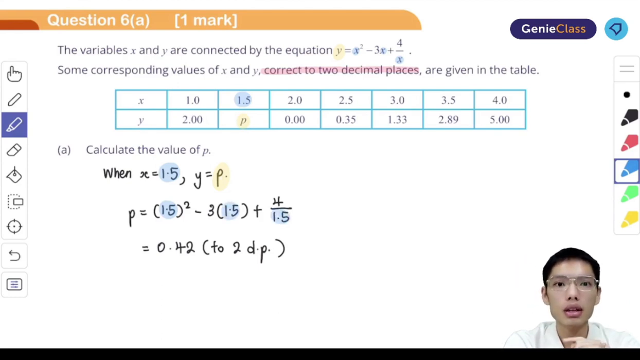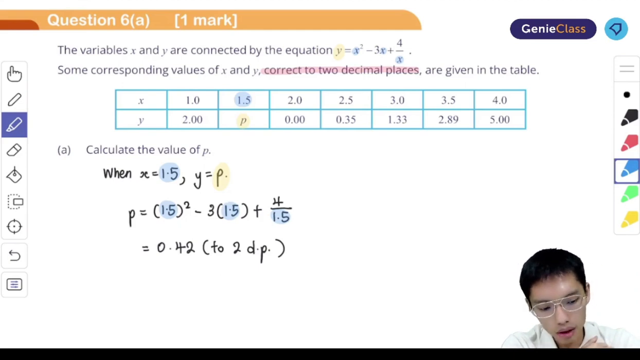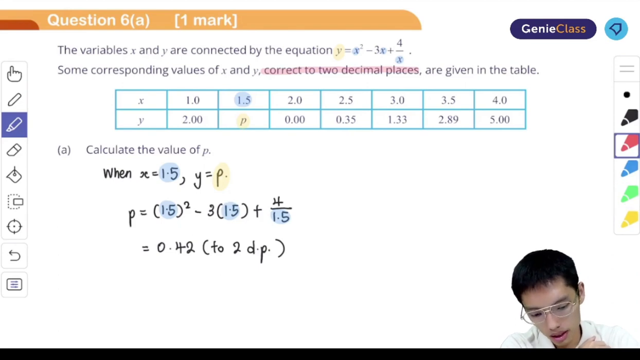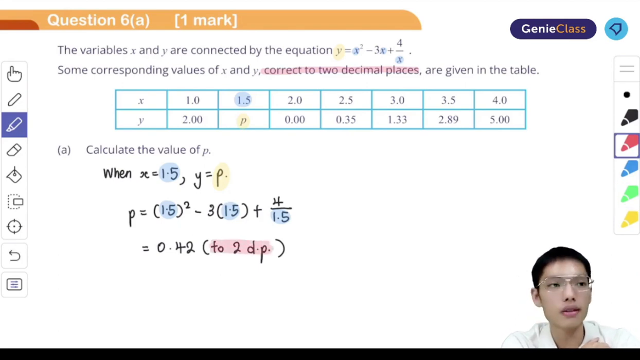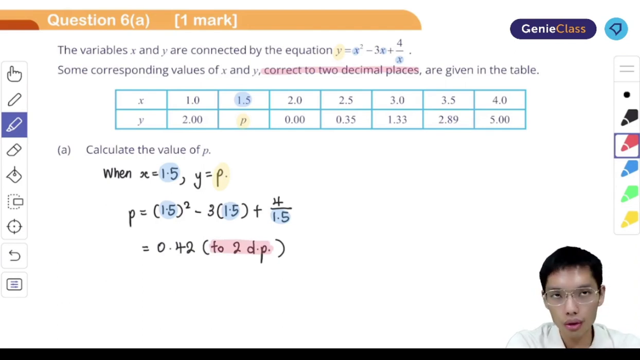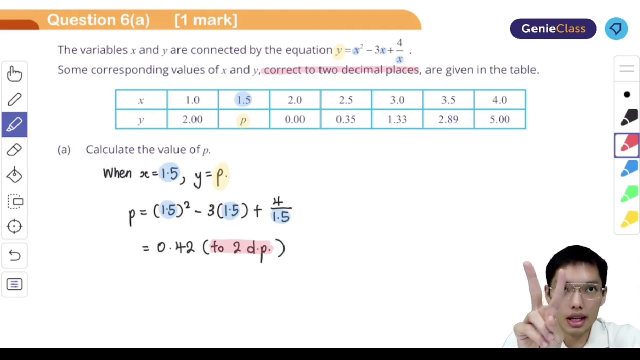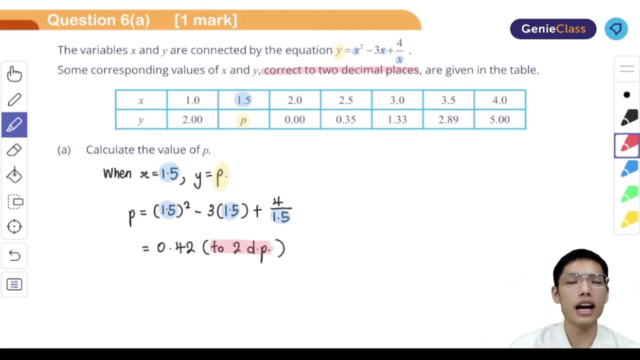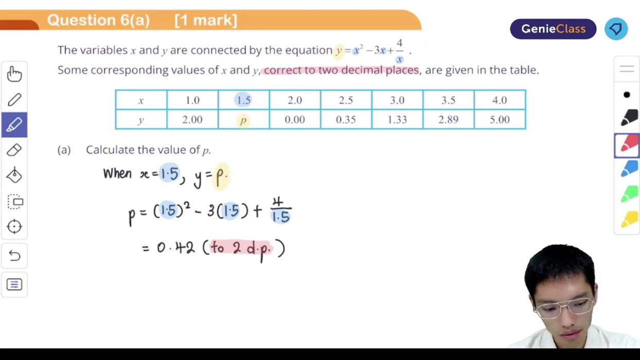Key in, type in your calculator, you will have some string of values, but take note, I only want 2 decimal places. Very important. So give your answer to 2 decimal places: 0.42. If you give me 0.42 and any other digits, though your first 2 decimal places are correct, you aren't expressing it in that manner, so you will still not get it right. So just be very careful. Very standard question. It will be fine.